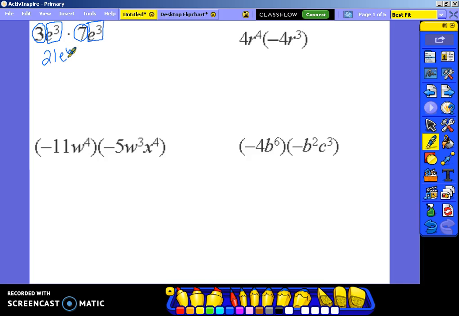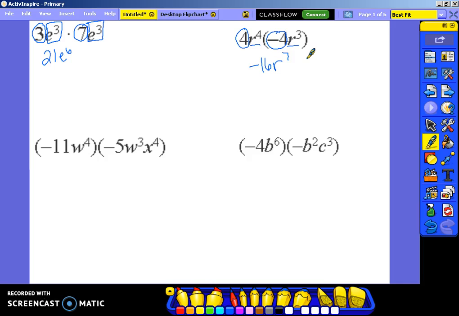All right, number 2. 4 times, when you have parentheses, that's multiplying, negative 4. 4 times negative 4 is negative 16. Then I have r to the 4th power times r to the 3rd power. Keep my base and add my exponents. 4 plus 3 is 7. So my answer is negative 16r to the 7th.